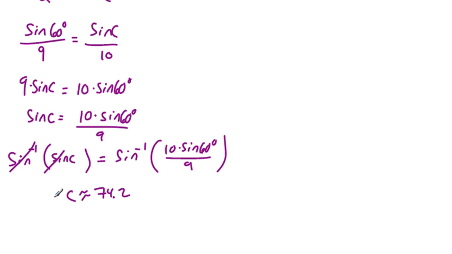Now, check this out. When we talked about sine inverse back in chapter 4, remember what this meant? This meant the sine of what angle is this, 10 times sine of 60 degrees all over 9? So the inverse really means just this: sine of what is 10 times sine of 60 over 9. And isn't this positive right here? This is a positive number.